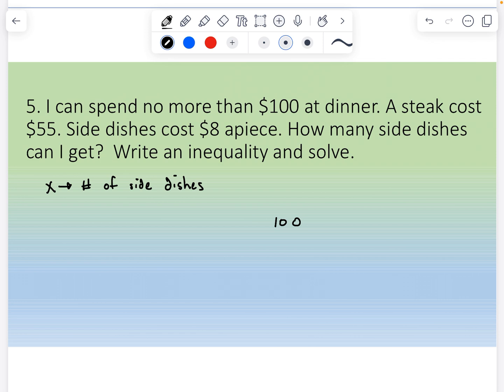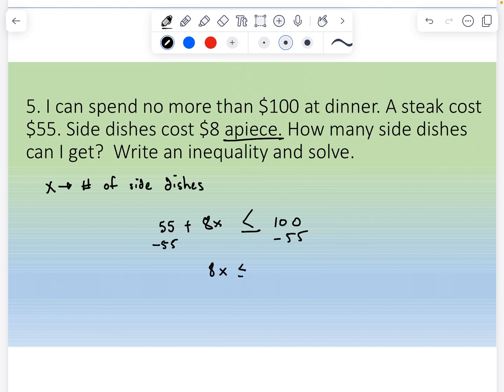And then we know that just the steak, because we're going to get one steak, is 55 bucks. Plus, we're going to get some side dishes that we know are $8 a piece. $8 per side dish. Again, $100 is the most that I can spend. So that means this should be less than that amount. Well, can we spend up to 100 bucks? Well, it says no more than $100, so that would mean it's equal to. All right, let's go ahead and solve.